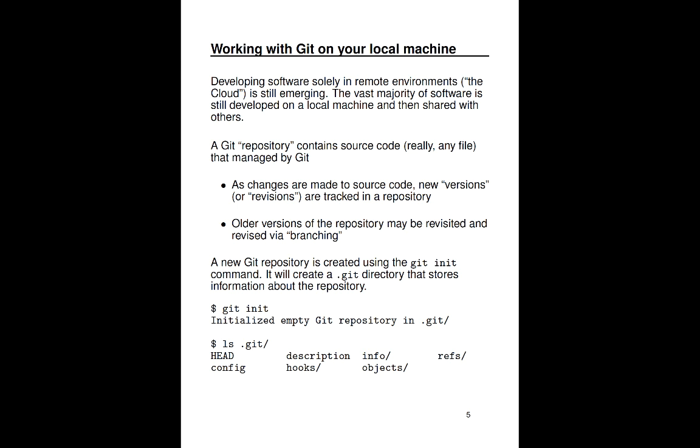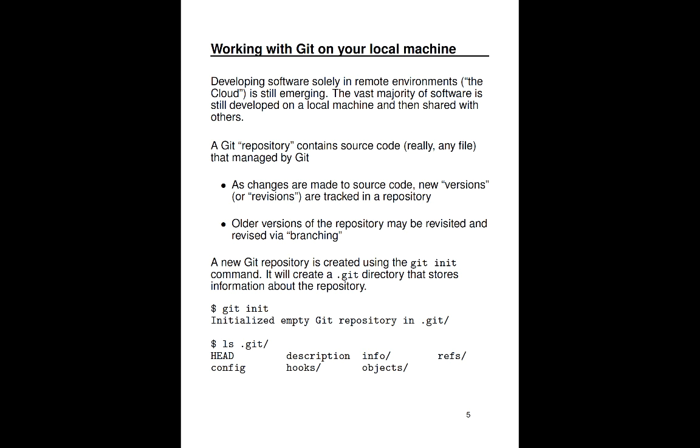Where we stand today, developing code solely in the cloud using cloud-only tools is still evolving. The vast majority of software is still developed on somebody's local machine and then shared with others. And this is the primary use case that Git seeks to fulfill. So again, when you want to manage code with Git, you create what's called a repository that can store any file. It doesn't have to be source code. Most of the files probably are source code, but it can manage any file that's placed in this repository.